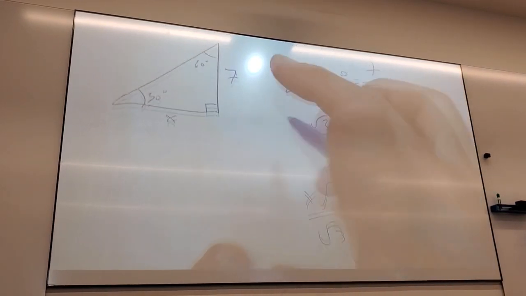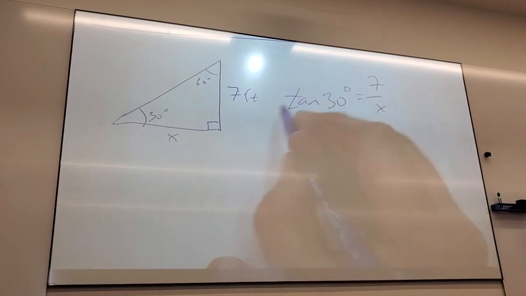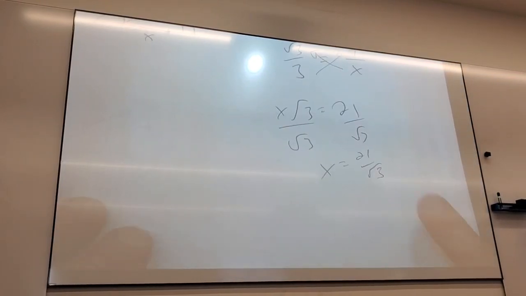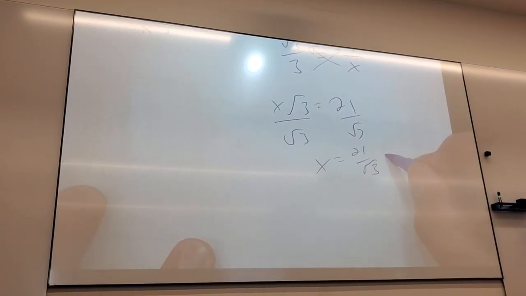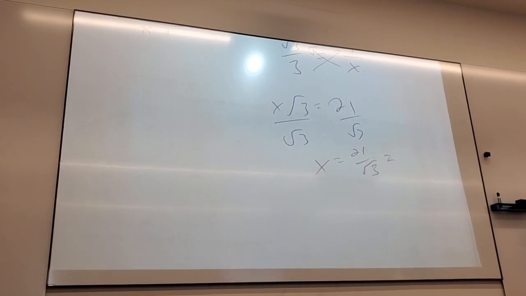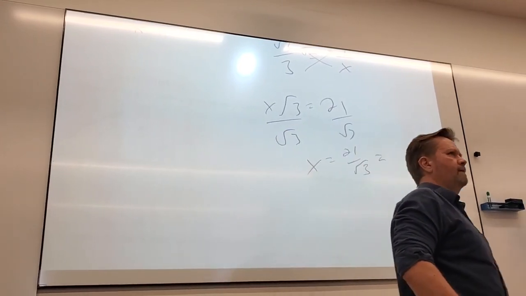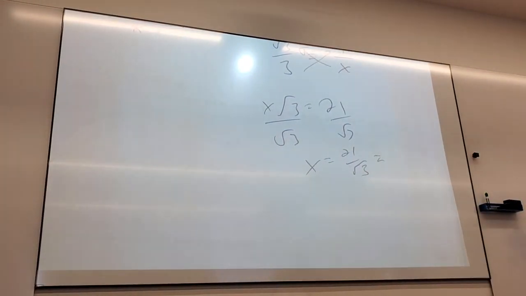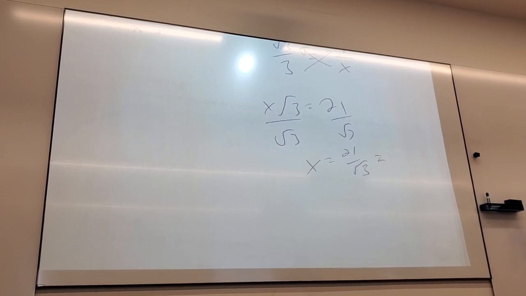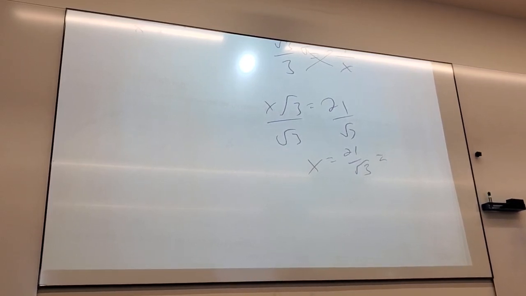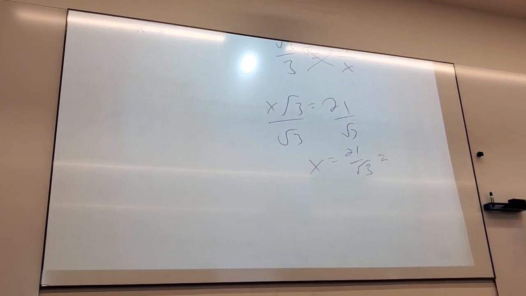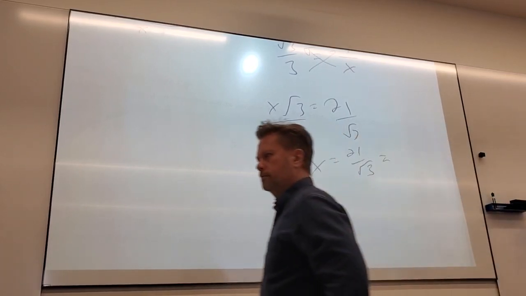Now you can rationalize this, but let's say this is a physical problem that's like 7 feet. Can somebody tell me how many feet this is? It's 21 over root 3. That's crazy. Give me an approximation. 12.12. Say again? 12.12.